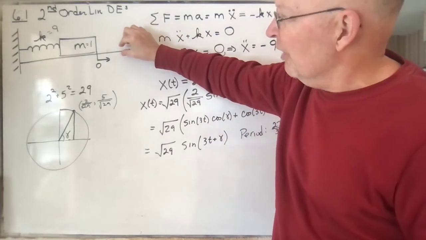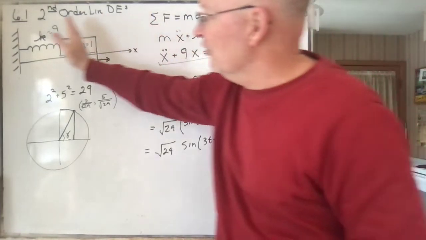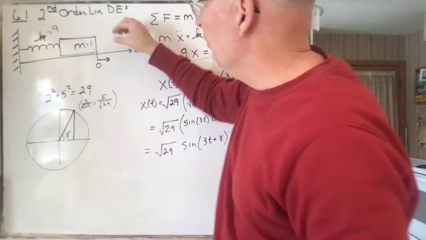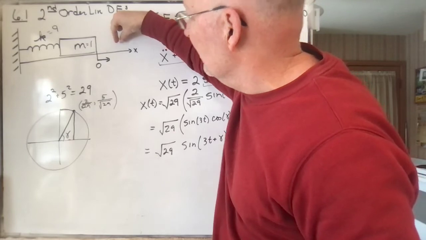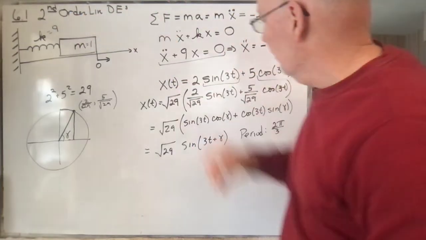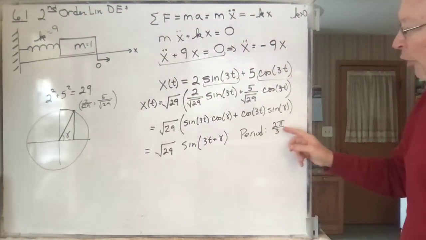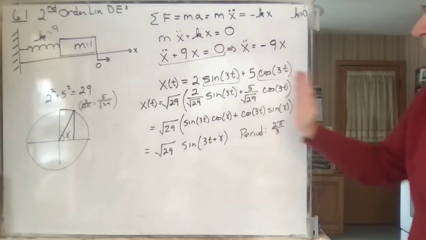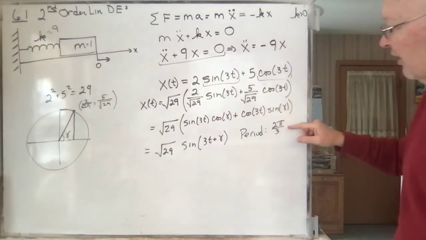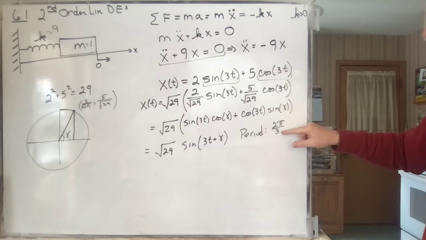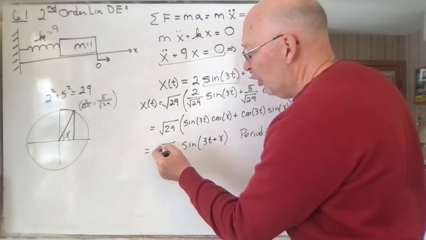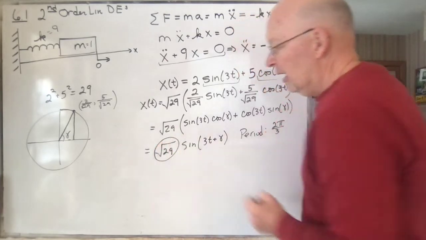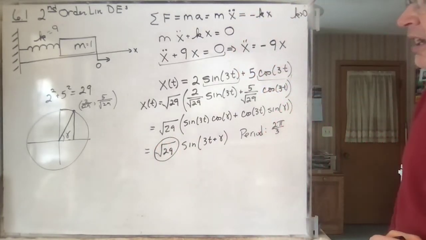When you're talking about the movement of this thing, you generally want just kind of the general movement. You don't care exactly where it is at a particular point in time. You want to know just kind of what the general movement is. So now we know that this thing is going to be back and forth. It's going to be a full oscillation every 2 pi over 3 units. And just as important, we know that the amplitude is square root of 29.